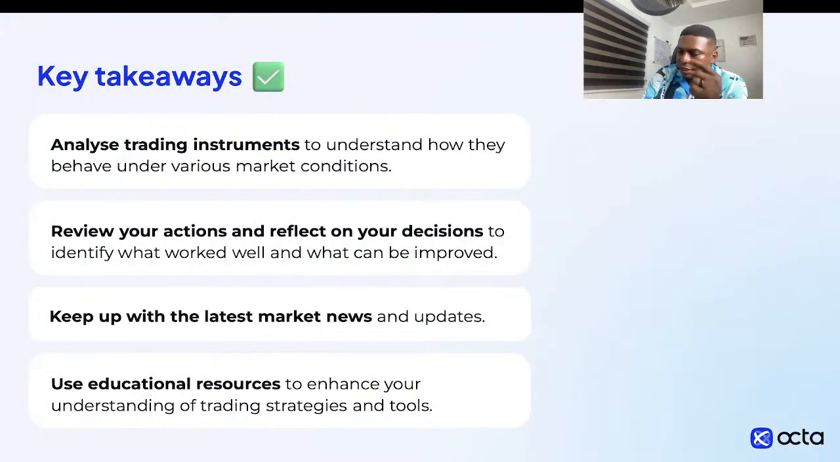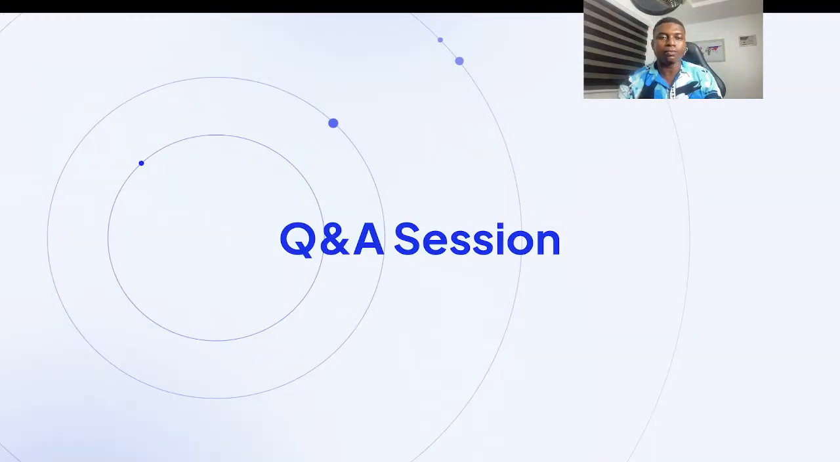What are the key takeaways I want you to take away from this session? Number 1, analyze trading instruments to understand how they behave under various market conditions. Review your actions and reflect on your decisions to identify what works and what does not work, and also what you need to improve. I will reiterate: keep up with the latest market news and updates. Then use educational resources, which we have on the Octa platform, to enhance your understanding of trading strategies and tools.